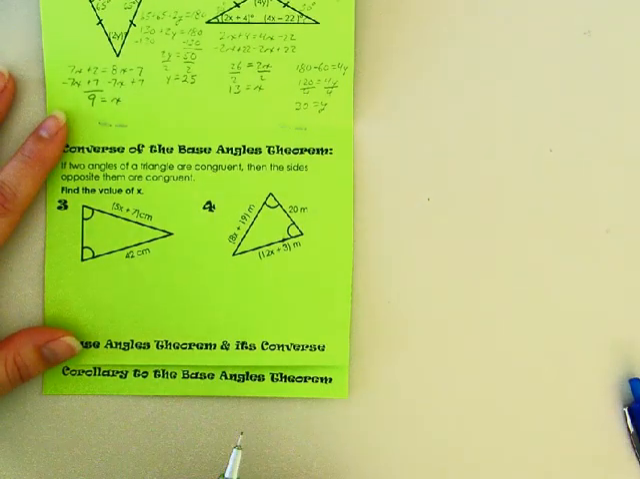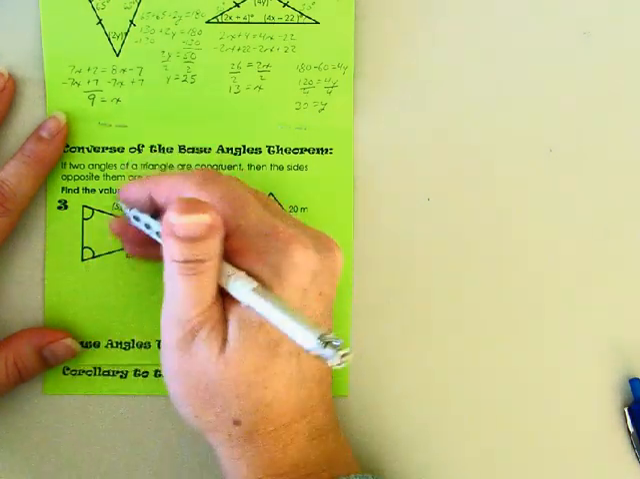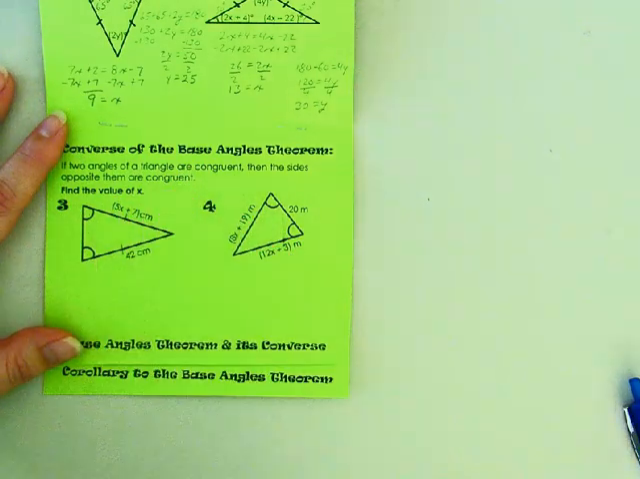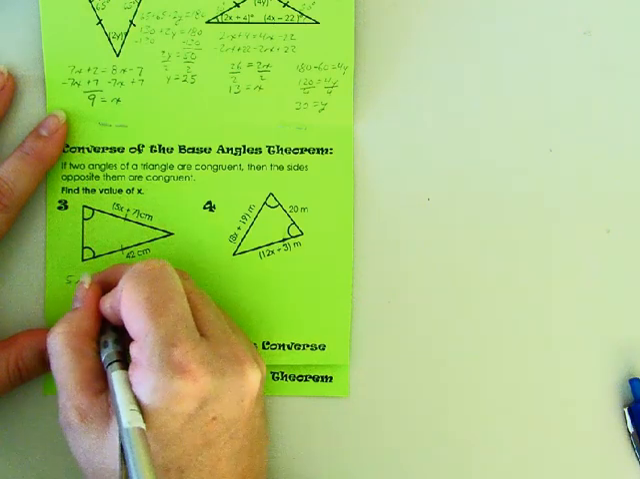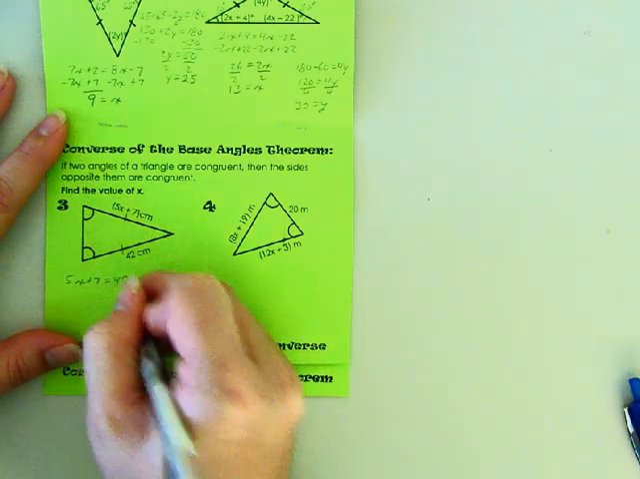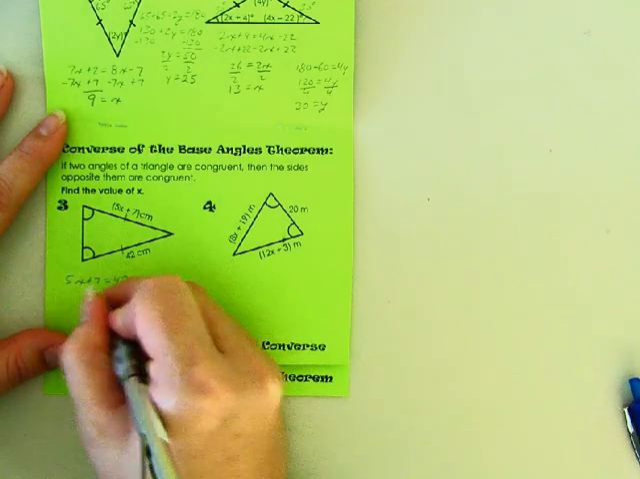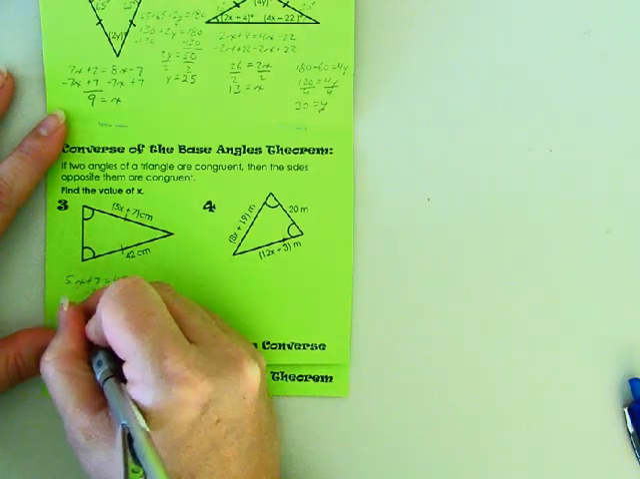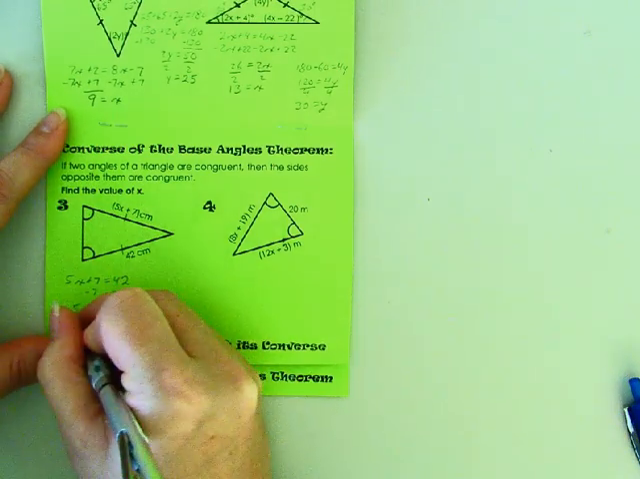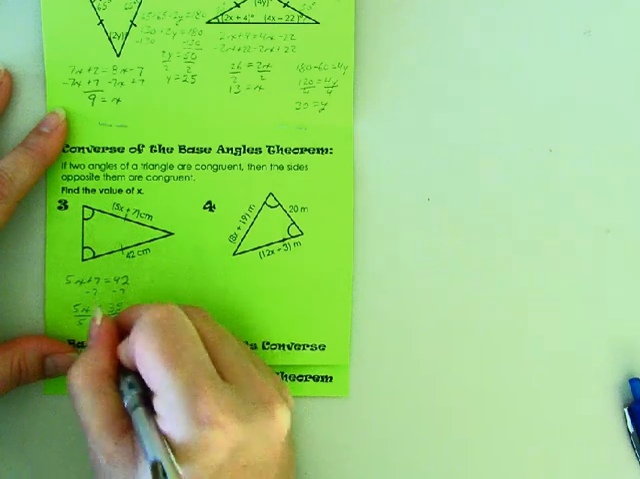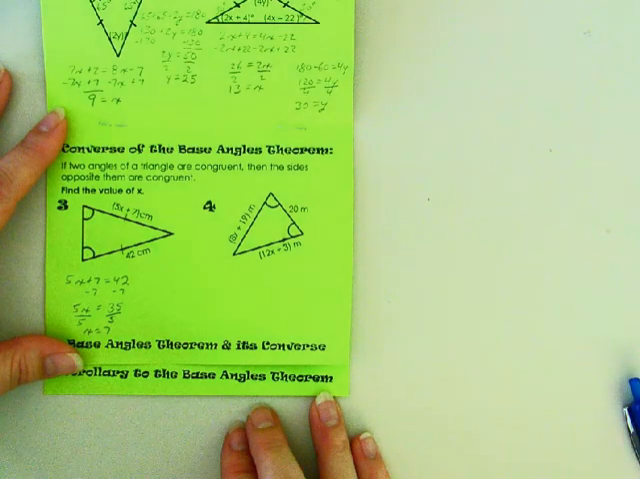All right, so moving on to number 3. So since we have these two angles being congruent, then we know that these two sides have to be congruent. So we can say 5x plus 7 equals 42. So I'm going to solve for x, subtract my 7. 5x equals 35. Divide by 5 on both sides, and we get x equals 7.